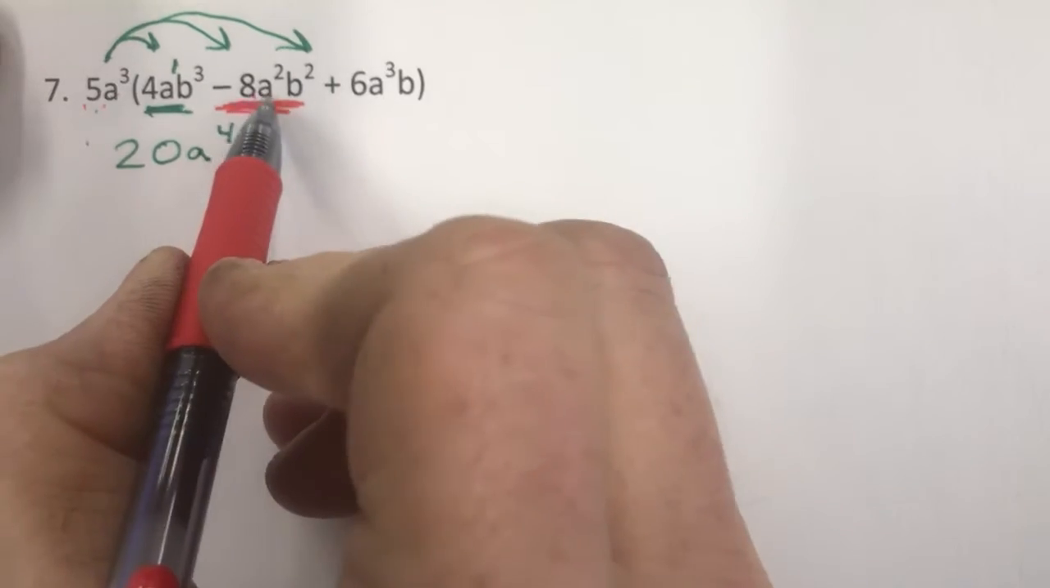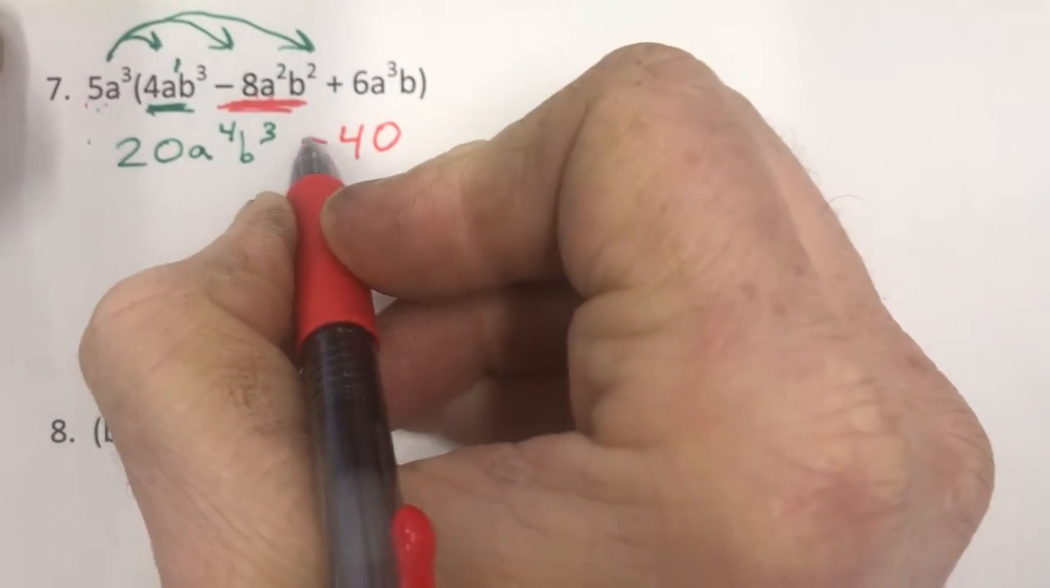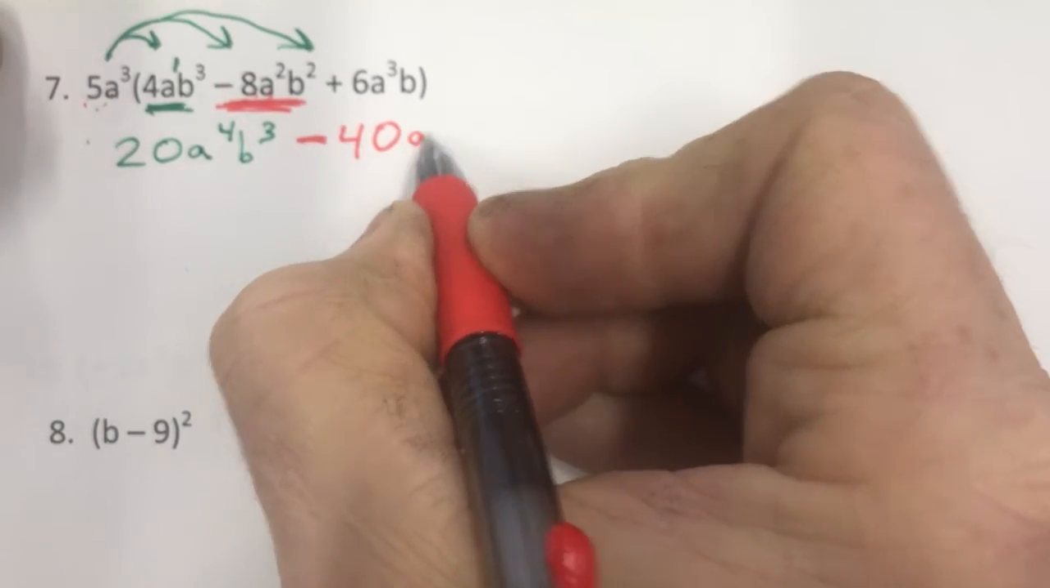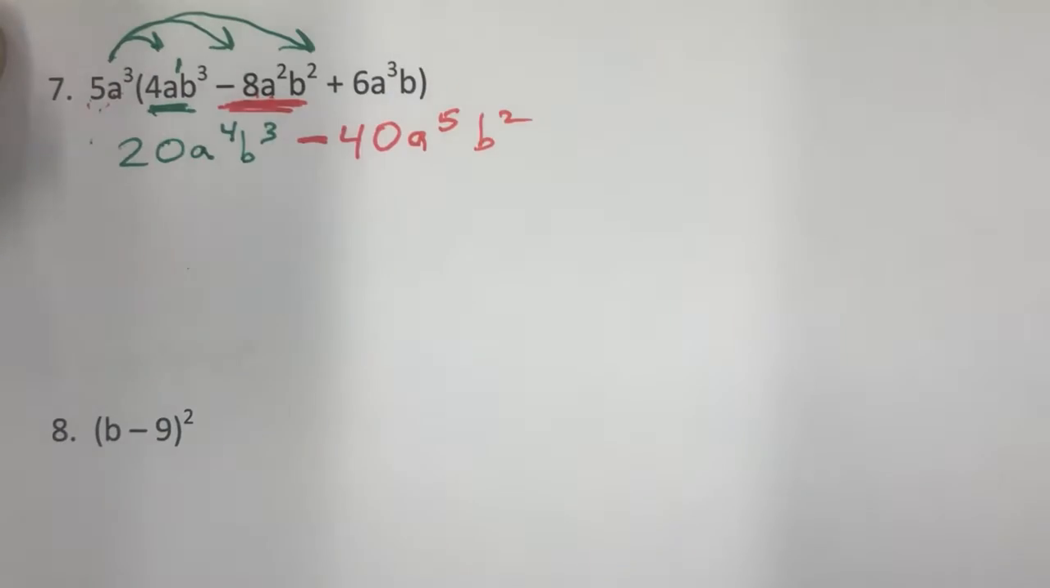5a to the third times this one. So 5 times negative 8 is negative 40, so minus 40. I got a to the 3 times a to the 2, which is a to the 5. And then I got the b squared comes down there. And there you go, there's that one.